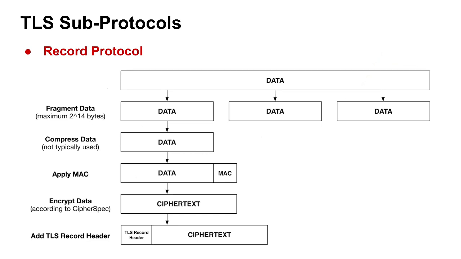So here's a visual representation of that happening. Your input data coming in is fragmented up to the maximum fragment size, up to 2^14 bytes. Compressed, if that's enabled, a MAC applied, that data is encrypted, and then TLS record headers are applied to that series of bytes.